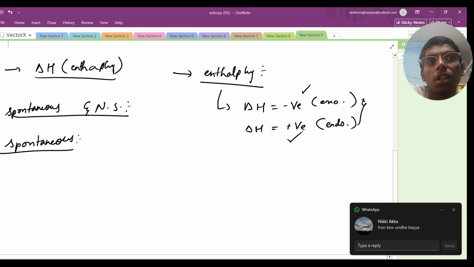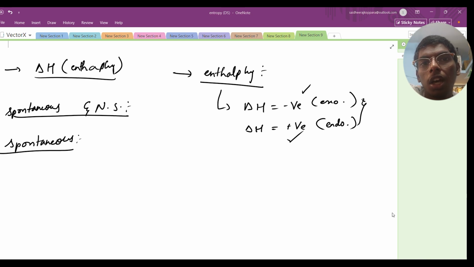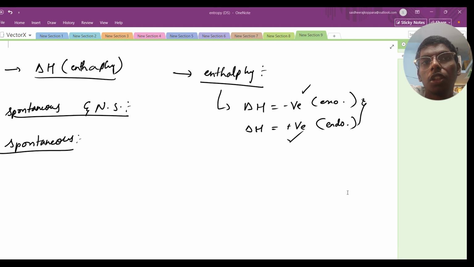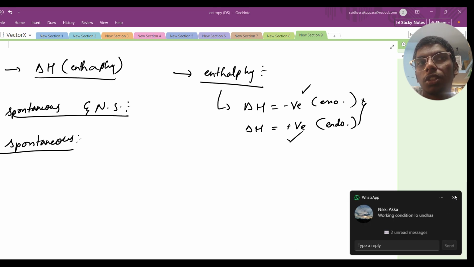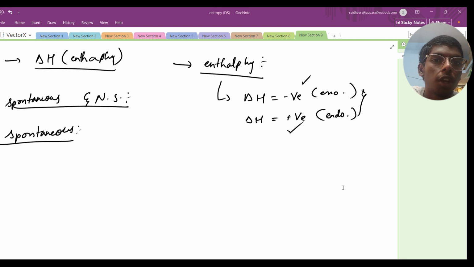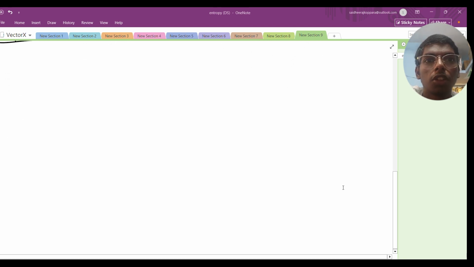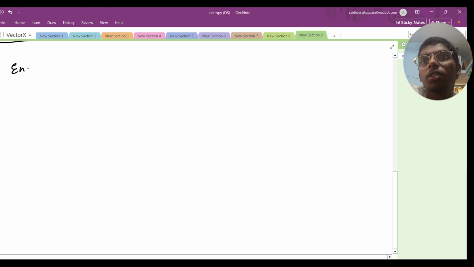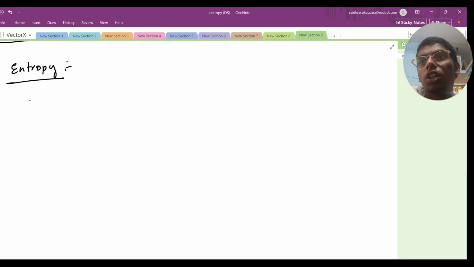But there were many flaws in using enthalpy to discuss spontaneity, because exothermic reactions can themselves be spontaneous or non-spontaneous. Few are spontaneous, and others can be either spontaneous or non-spontaneous. Next, the next attempt was entropy.